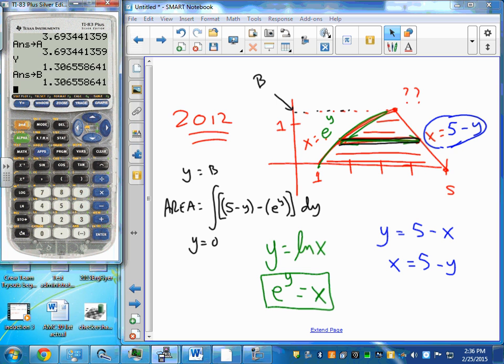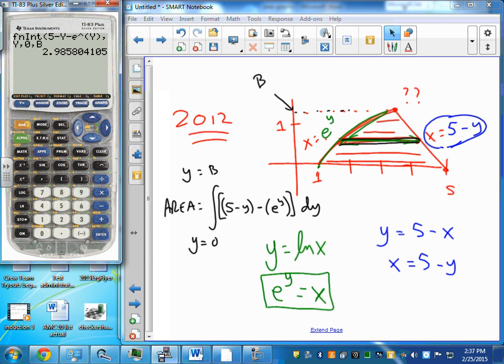Okay, now unfortunately I entered neither of those two functions into my calculator. So for calculator purposes, I'm going to have to do math 9, and then I'm going to type in 5 minus y, and then I'm going to subtract off e to the y, right? E to the, and I'm just using alpha y here. So that's my integrand, comma, alpha y is my variable, right? Comma, 0, comma, and the top one we call b. Okay, so there's the area.